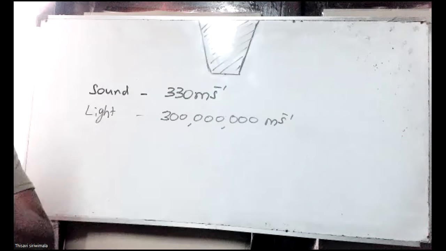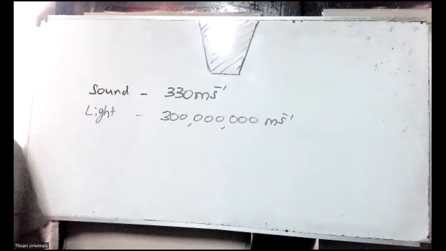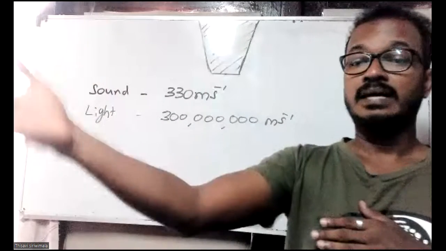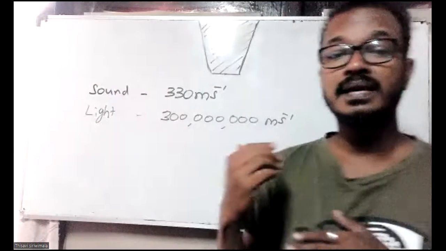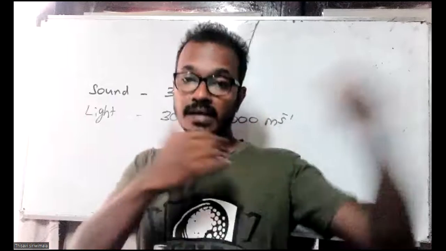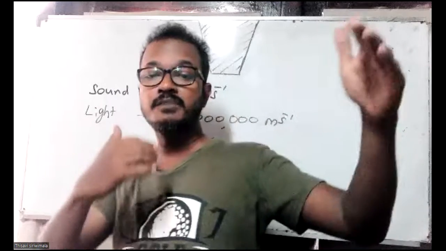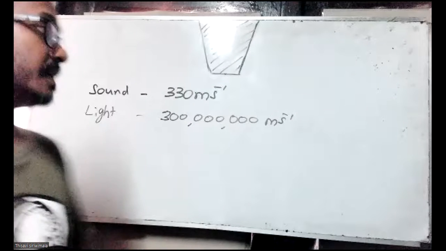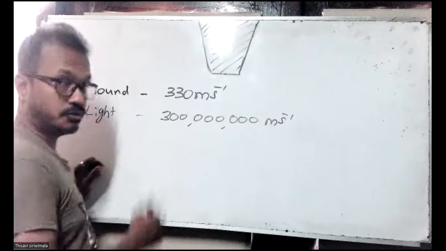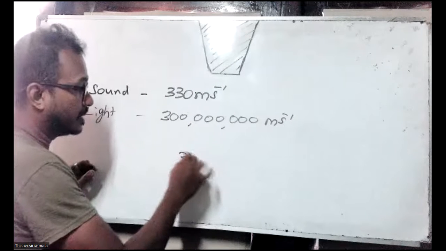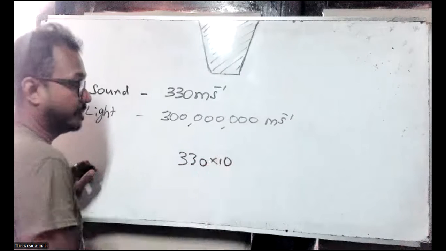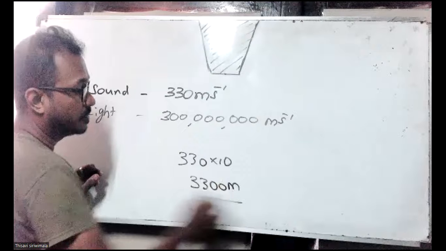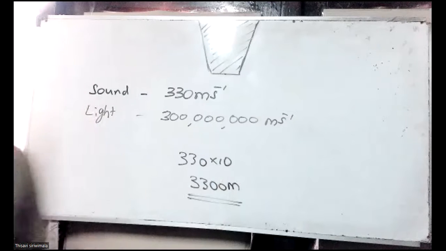So definitely the light wins and sound follows. So if you count the number of seconds between the lightning and the hearing of the thundering sound, you can make a guess what is the distance between you and the place where the lightning occurs. If it had taken 10 seconds for the sound to reach you after seeing the light, 330 has to be multiplied by 10. So it is somewhere around 3,300 meters away from you, the lightning has struck.